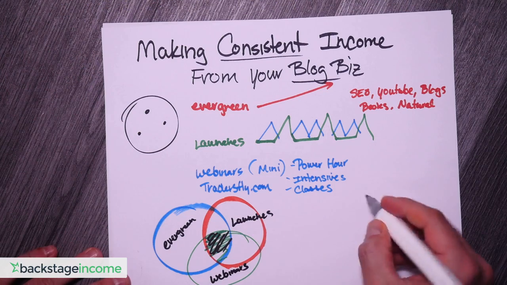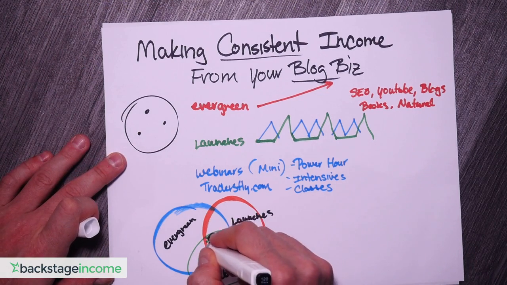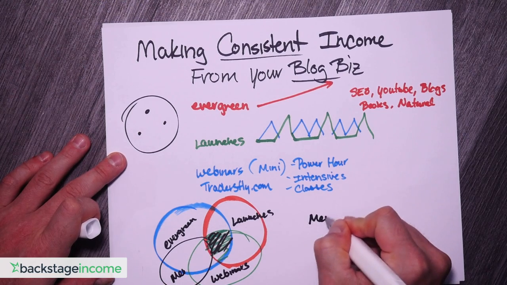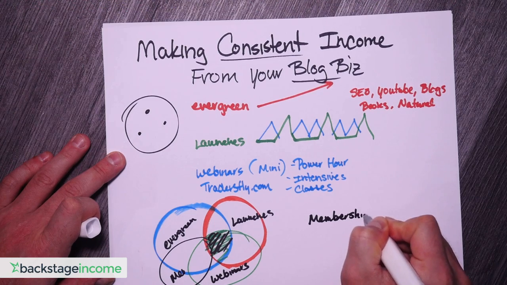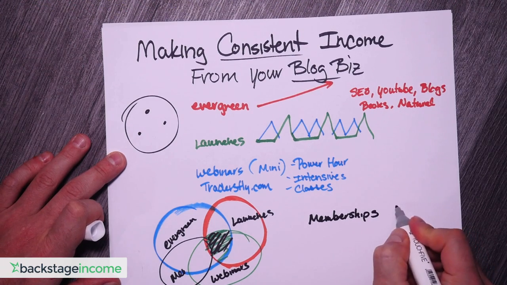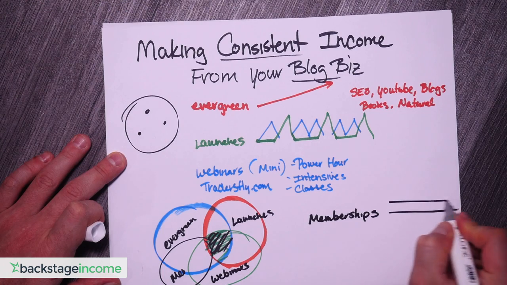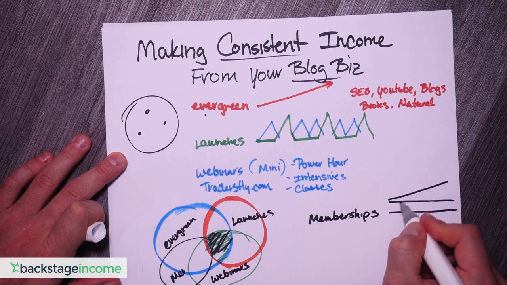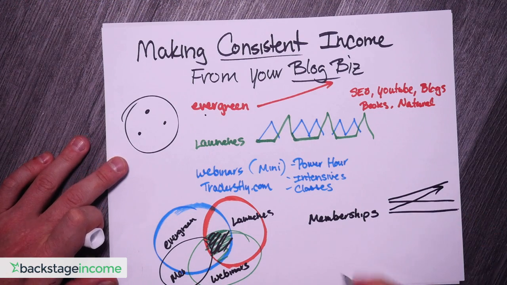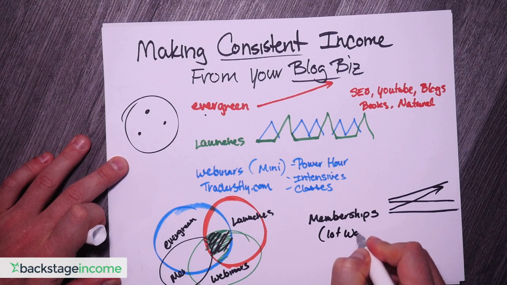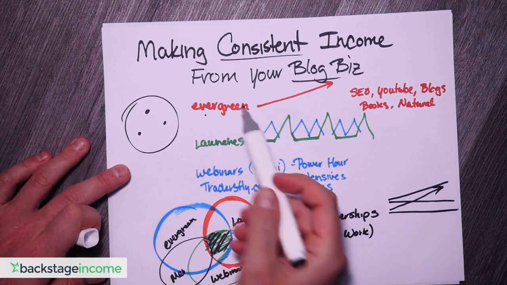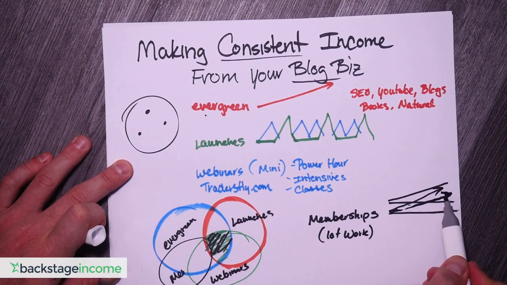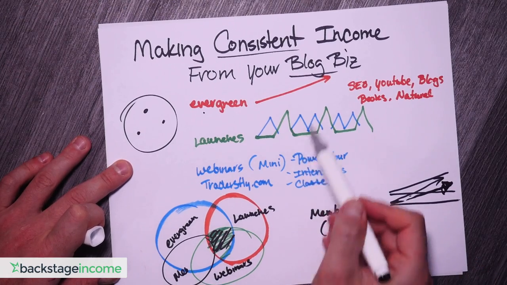Now I could overlay another one on top of it. Let's just put it over here: things like memberships. With memberships, again, you get consistent income, but it slowly grows. So it's a little more evergreen, as long as you can keep growing, but it does require a lot of work and time. As your membership grows, it's slowly giving you that consistent revenue. It's not like, boom, a hit here.